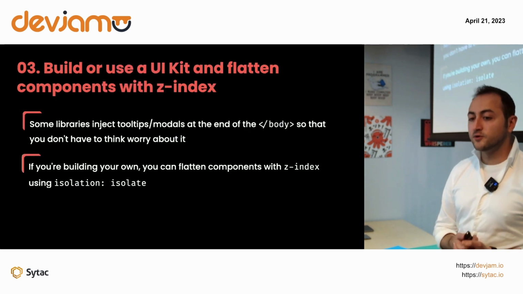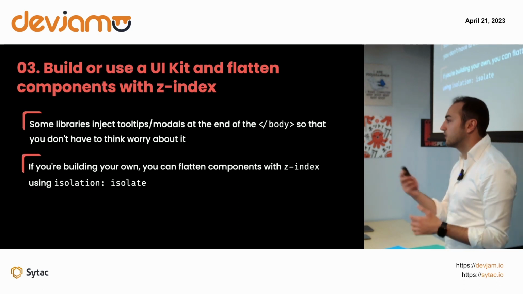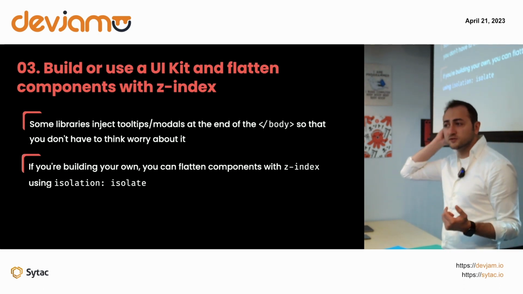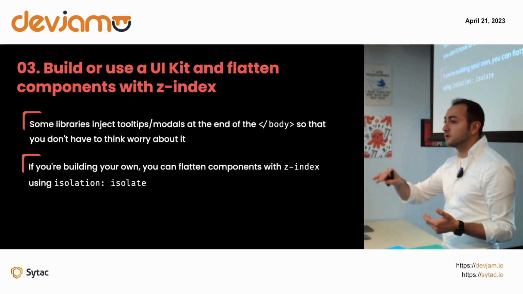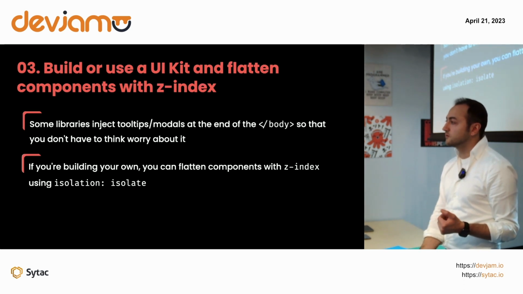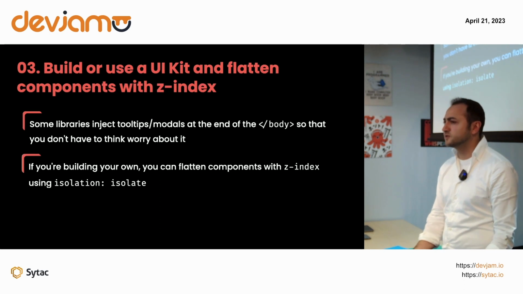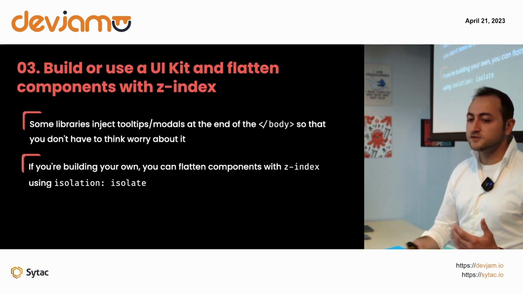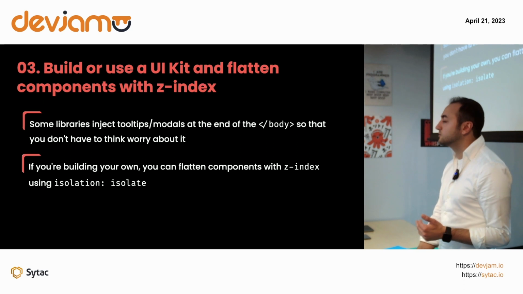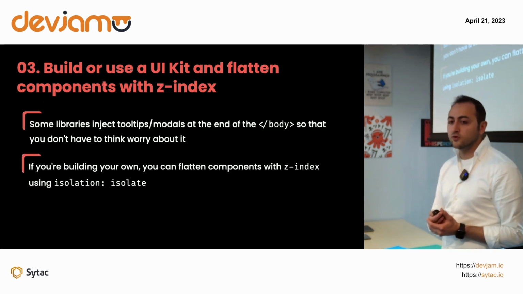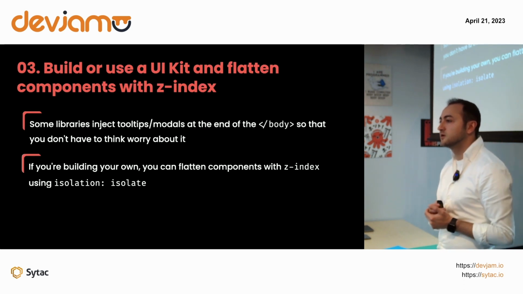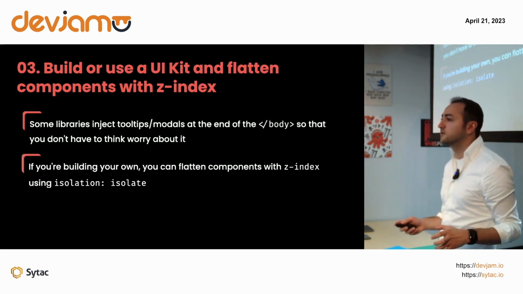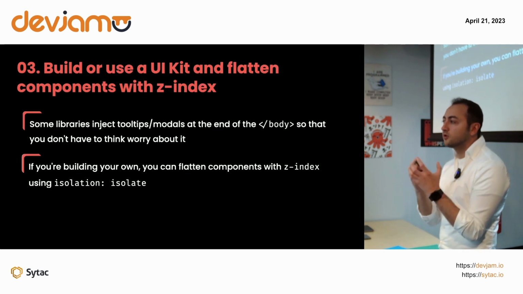The third tip is to build or use a UI kit. So you either use one, then they take care of most things, like the MWC, the Material Web Components. If you open a dialog, they inject it at the bottom of the body. Then it always works, and they give it the maximum z-index, I think. So many of these libraries have already thought about it, and that's why it just works. Or create your own UI components, and you can also isolate them with isolation: isolate. Probably not all of them, but whenever you think a component should not interfere with the outside world.